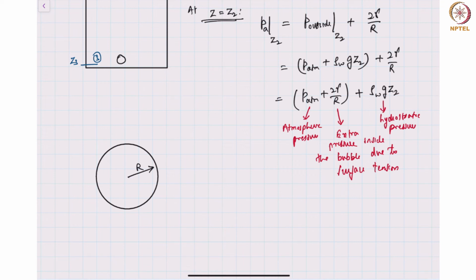If the radius of the circle is r, then I can say that the curvature of the circle tells you how rapidly the normal vector is turning as I go around the circle. This curvature, in this case, is 1 by r.